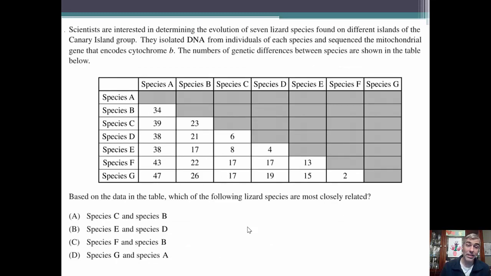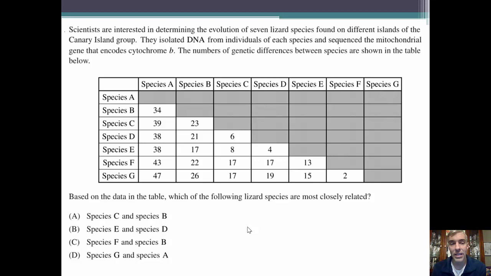All right, something like this gets a little bit more dicey, but it's about the number of differences. Sometimes they'll do DNA sequences, sometimes protein sequences, or amino acid sequences. It just depends. So remember, the idea is that the more differences there are, which is usually what the number means, the more distantly related they are to the other species.